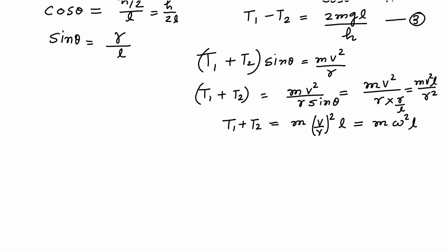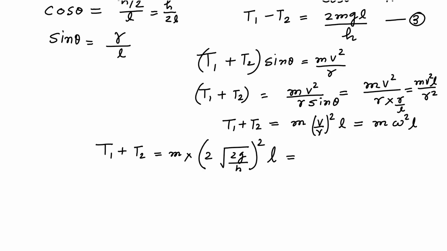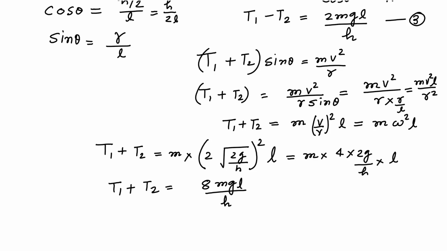If you remember, the omega value is given in the problem. So we can further rewrite this equation, that is T1 plus T2 is equal to m, and omega is given, that is 2 times under root 2g by h. So this value is given. So m omega square l will become m times 4 times 2g by h times l. So this will be T1 plus T2 is equal to 8mgl divided by h. So this is my equation number 4.